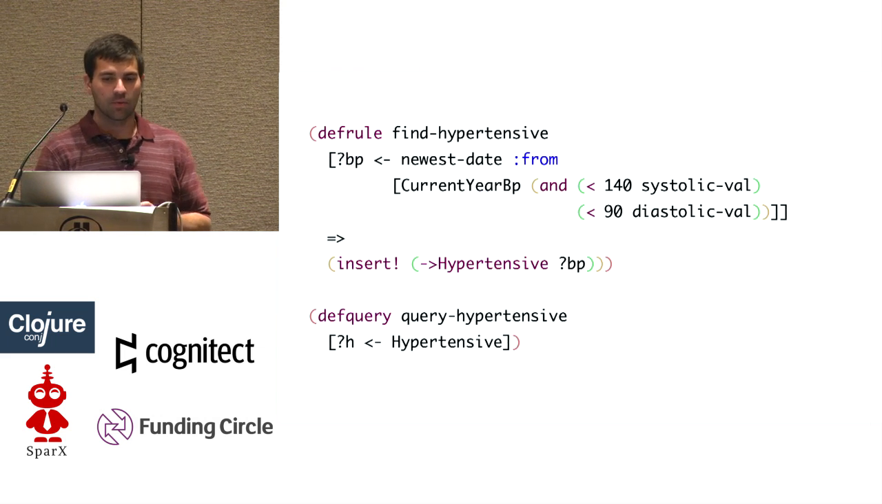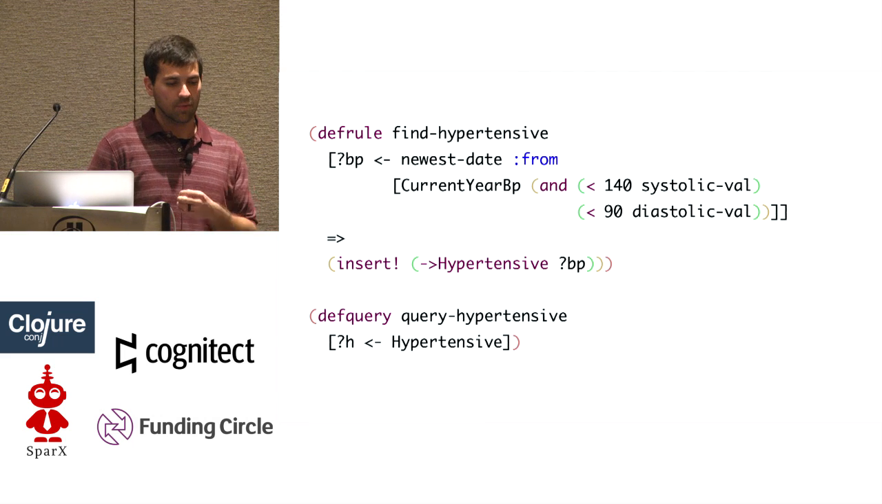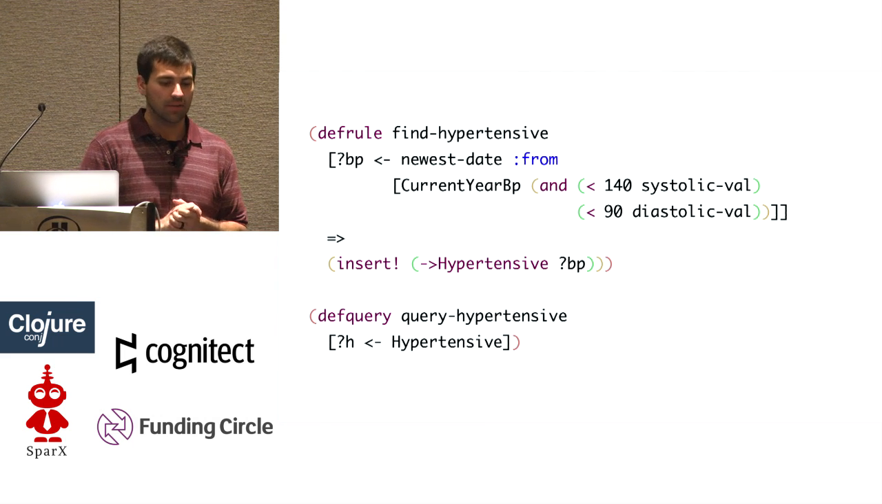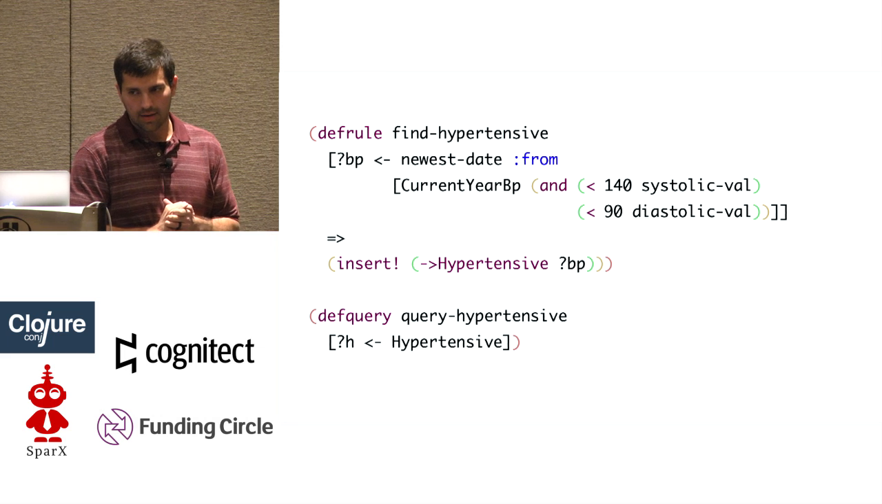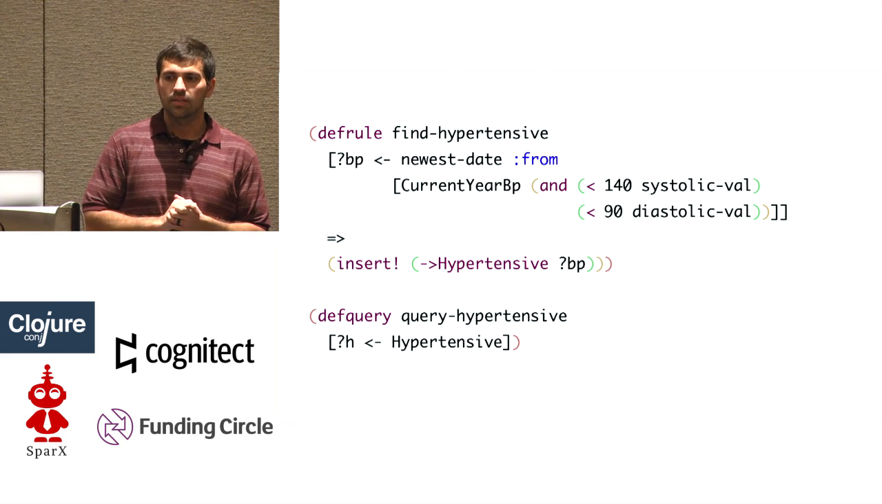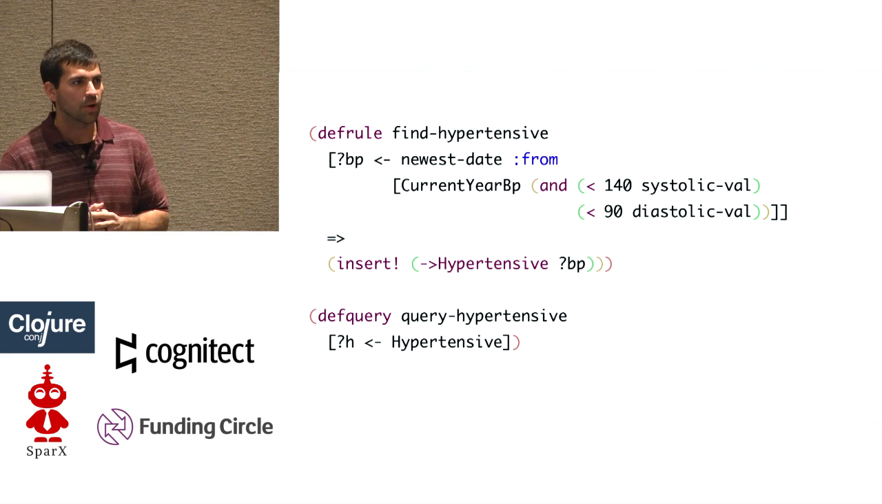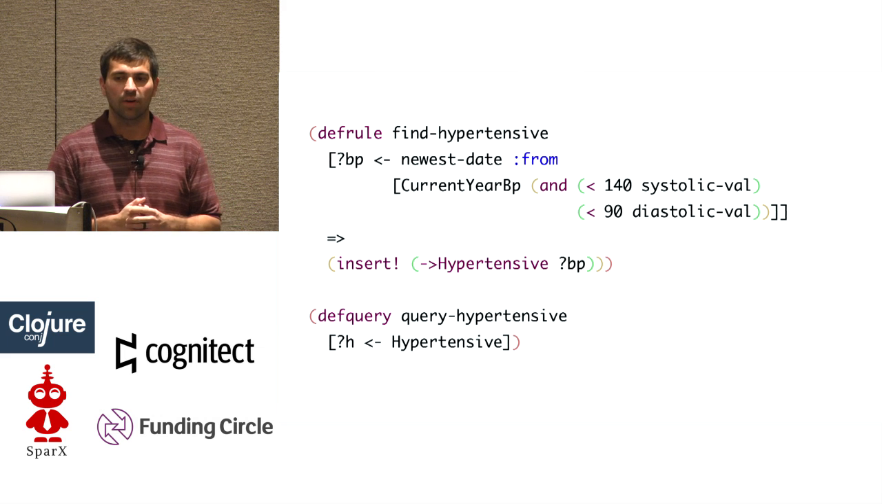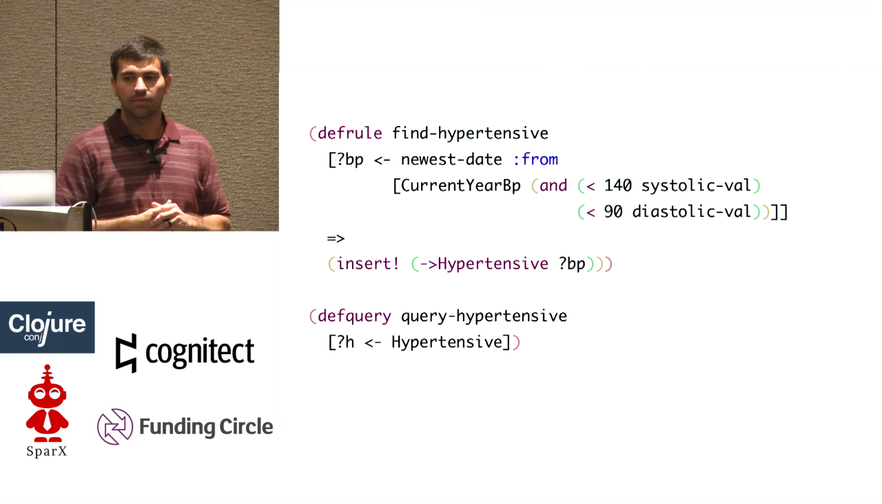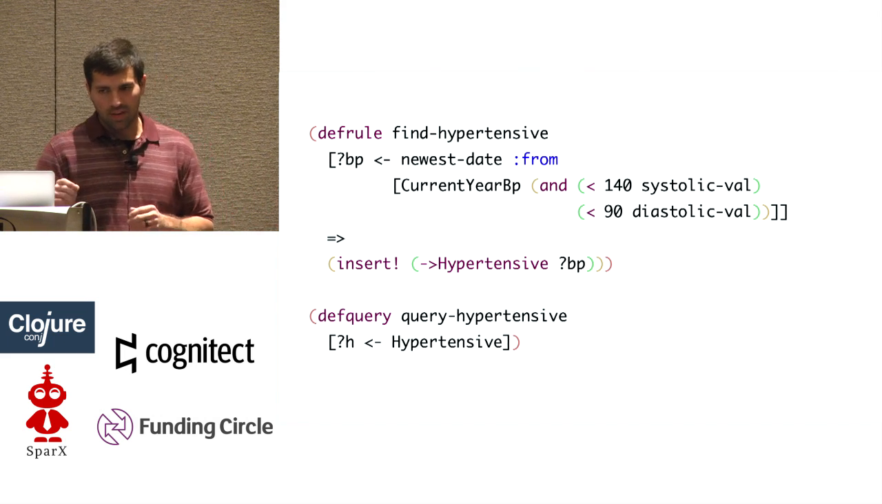And then finally, there's a rule to find the hypertensive, which is the problem that we were actually trying to solve in that original one. It just takes current year BPs and looks for ones that have a value greater than 140/90. And when it finds one, it inserts a fact called hypertensive.